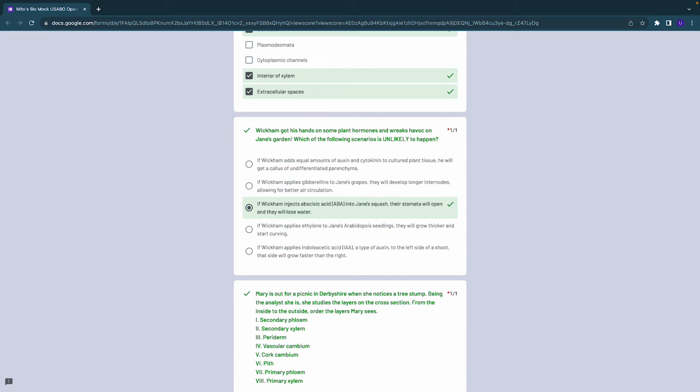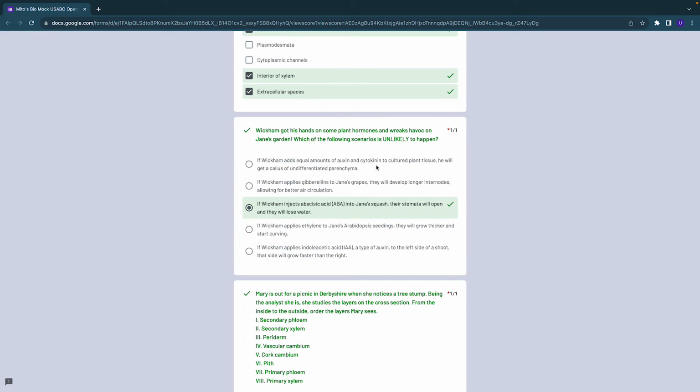Now let's look at this one. So basically we're looking at what's unlikely to happen, so what's not true. So the answer is this one, because the opposite will happen. The stomata will actually close and try to save water, because that's one of the functions of ABA. So yeah, basically the rest of these are true.